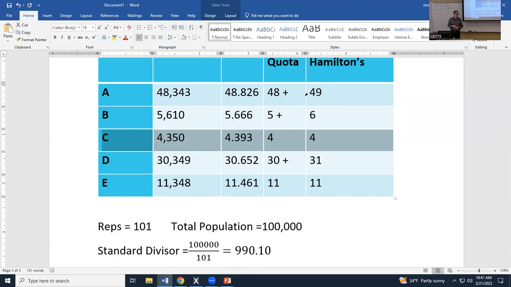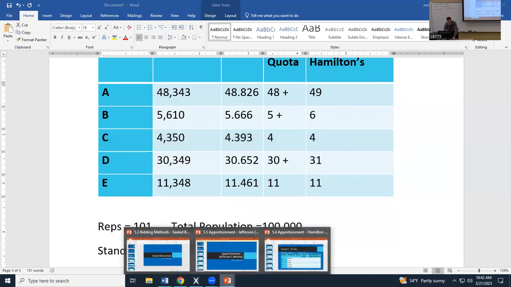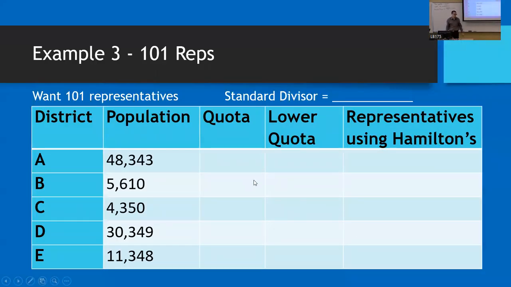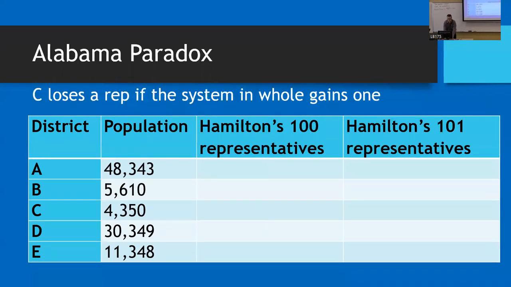This has to do with how we got the decimals. The decimals were just by division. So District C lost a representative while 2 others gained 1. That's a really weird concept. It doesn't seem like it should be right. It seems like if you add representatives to the system, those representatives should just go to maybe other districts. But one state or one district shouldn't lose 1.